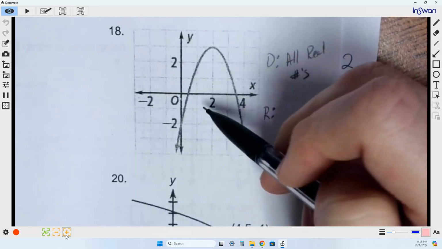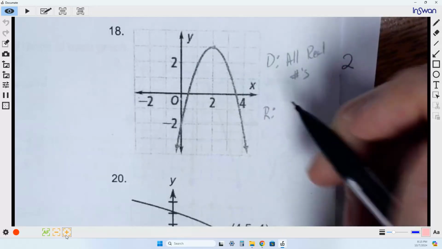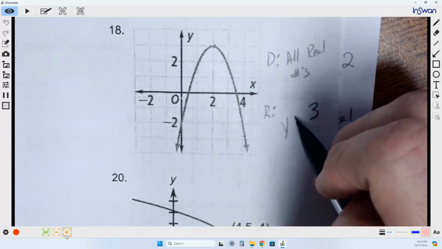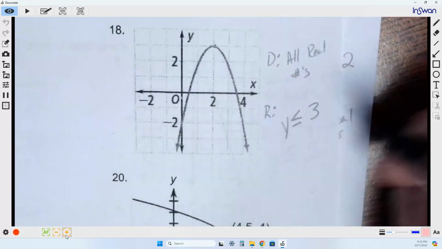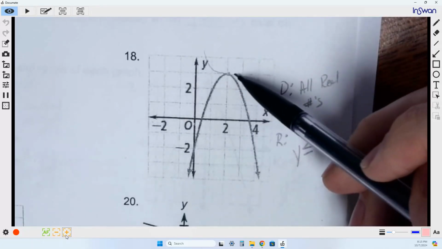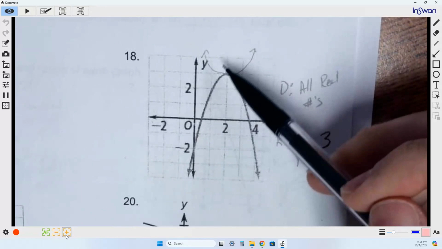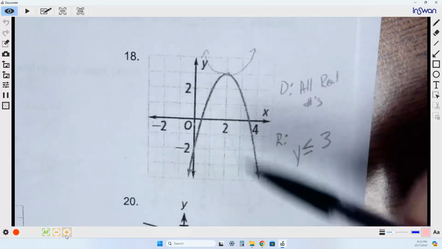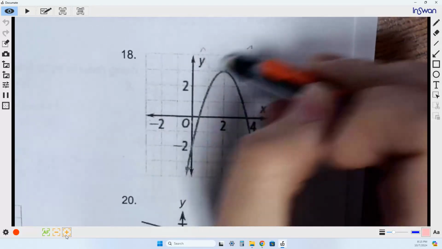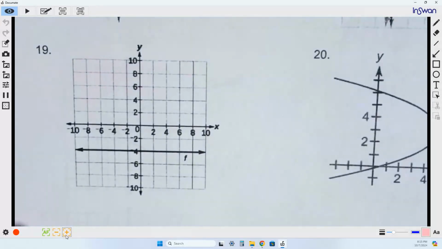My range looks like we're going to turn around right here. So it's going to be at 1, 2, 3. So I'm dealing with y. Everything's pointed down, so once again, everything's going to be less than or equal to 3. If I had something that looked like this, and it was going up, then it would be y is greater than 3, because everything's going to be higher than 3. But in this example, the arrows are going down, so we need to look to see which way the arrows are going.